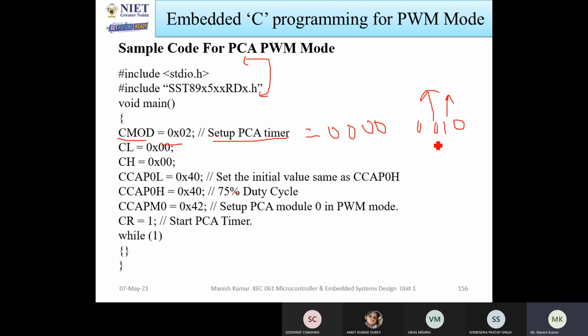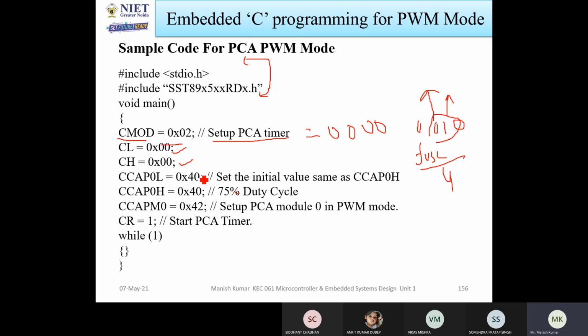So if the CPS1 and CPS0 bits are 01, it means that you are going to use the internal frequency FOSC divided by 4, which I already discussed in the 12 clock modes. Okay, so first we give the clock source with this CMOD equal to 0x02. Again, we are initializing the count registers CL equal to 0 and CH equal to 0, since some value may be present in those registers. So that value you have to reset.